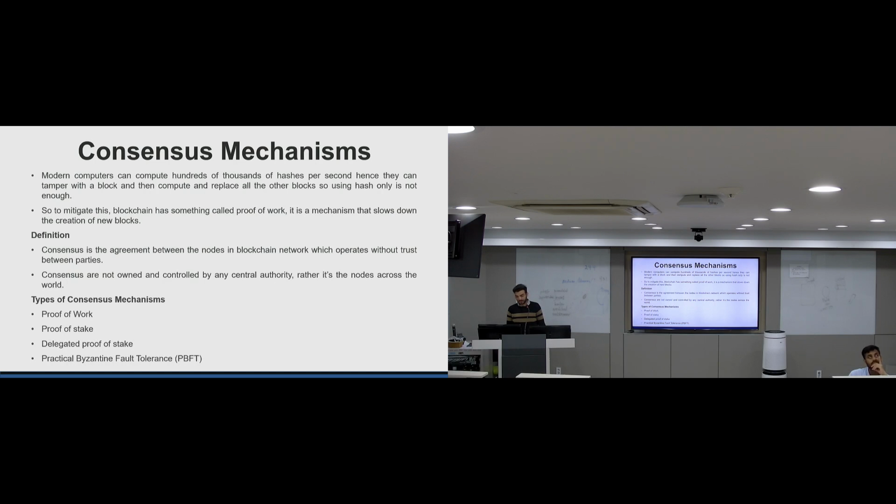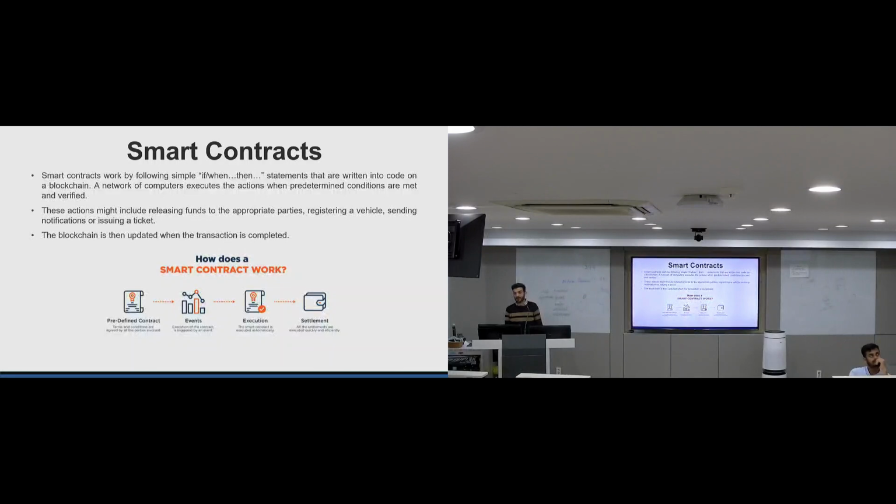Types of consensus mechanisms. We have 4 basic types of consensus mechanisms. Number 1 is proof of work, the one I was previously talking about. Then we have proof of stake, delegated proof of stake, and Byzantine fault tolerance. Then we have smart contracts. Smart contracts work by following simple if-this-then-that statements that are written into code on a blockchain. A network of computers executes the actions when predetermined conditions are met and verified.